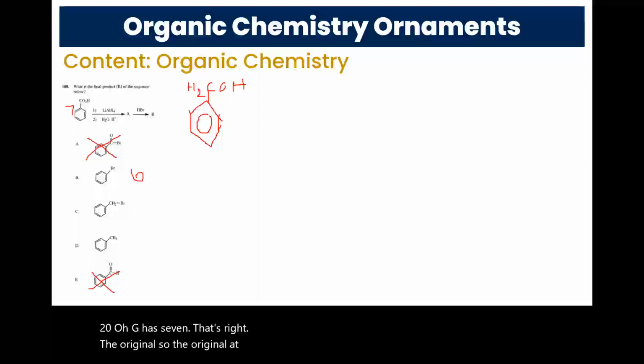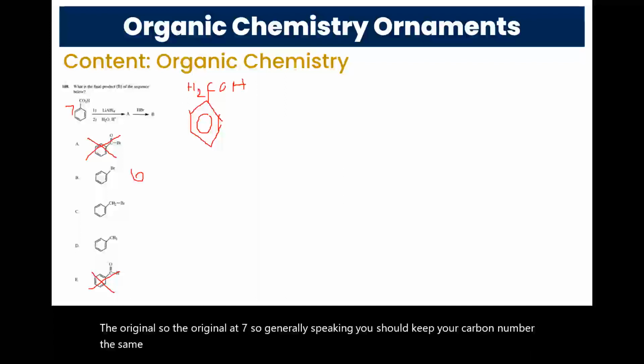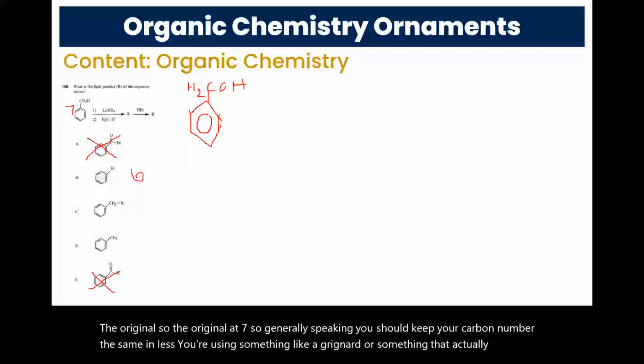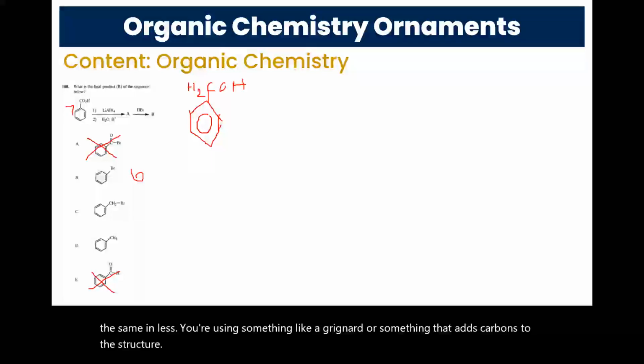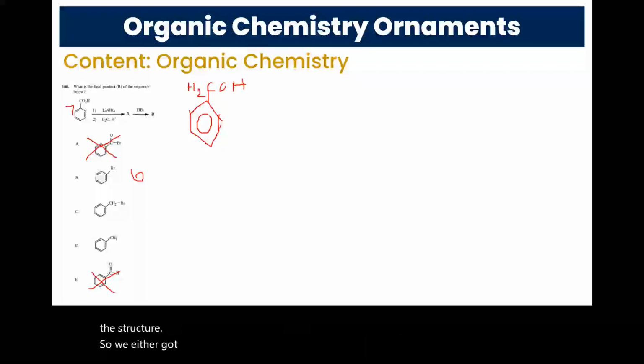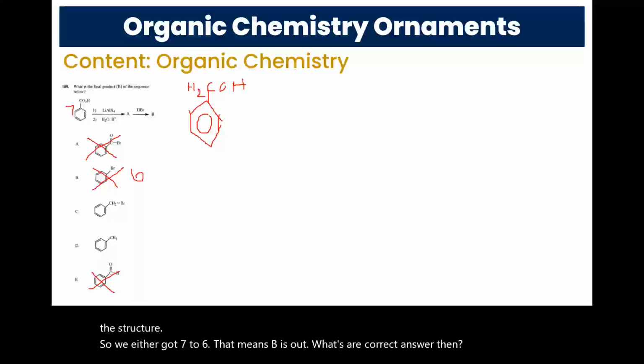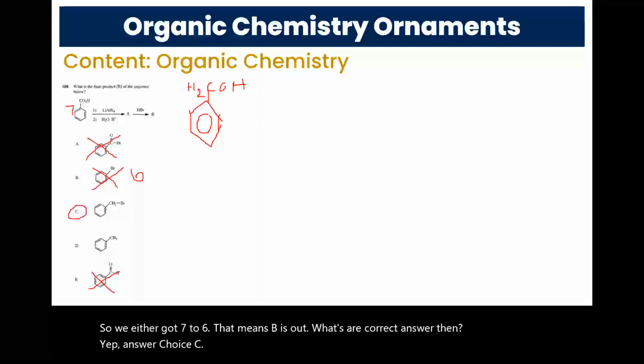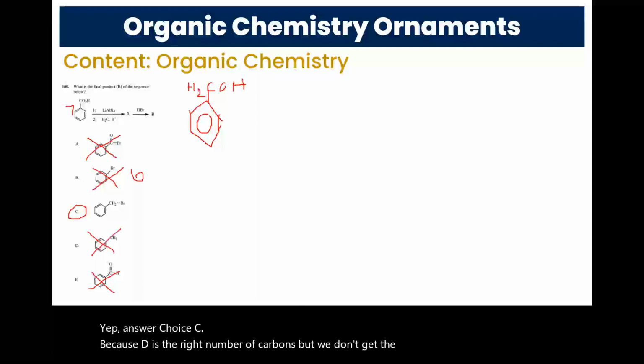So generally speaking, you should keep your carbon number the same, unless you're using something like a Grignard or something that actually adds carbons to the structure. So we either got 7 to 6, that means B is out. What's our correct answer then? Yep, answer choice C. Because D has the right number of carbons, but we don't get the halogen. So boom.